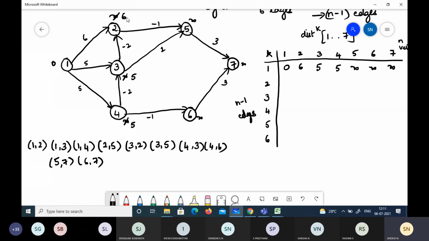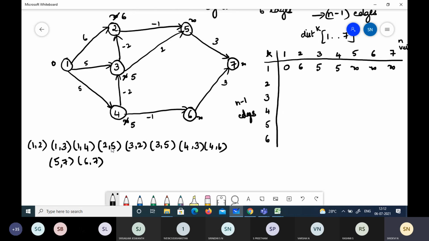0 plus 6 is 6 and 0 plus 5 is 5, 0 plus 5 is 5. So 1 to 2, 0 plus 6 is 6, so we have noted down the smallest. Earlier it was infinity. 0 plus 5, earlier it was infinity. I have just written 5 here. Now 0 plus 5, earlier it was infinity. We have written 5.